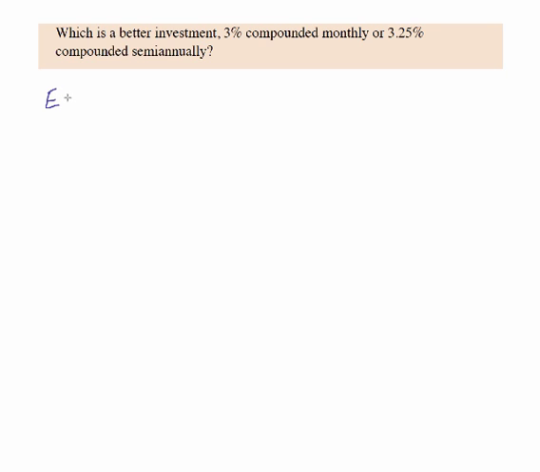which is E equals 1 plus r over n, to the n power, with 1 subtracted at the end.